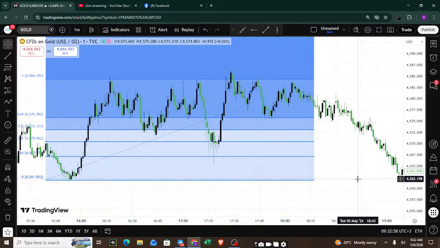So New York session begins from 9 a.m. to 12 p.m. So 3 hours. Now, when is it most prevalent? The time it is most prevalent is during London session.